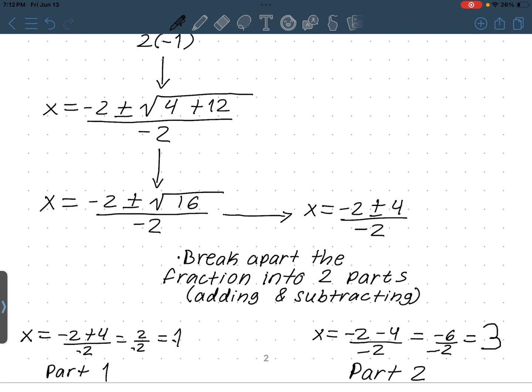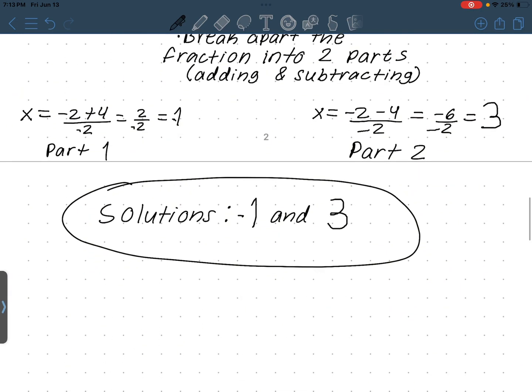Part 1 will be x equals negative 2 plus 4 divided by negative 2. Negative 2 plus 4 is 2, and 2 divided by negative 2 is negative 1. And for part 2, x equals negative 2 minus 4 divided by negative 2, and negative 2 minus 4 is negative 6, and negative 6 divided by negative 2 is 3. So the solutions are negative 1 and 3.